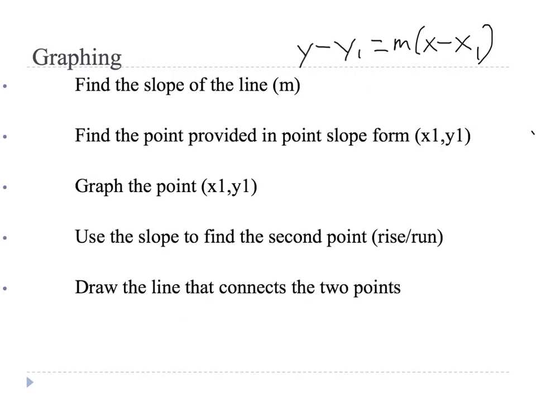Third step is to graph that point. Once we know what that point is, we want to put that point on our graph. We're graphing a point, so you go over on your x-axis, which is left and right, and then you go up on your y, and wherever you end up is your point. Then, we're going to use our slope to find our second point. From that first point you plot, you're going to use your rise over run, or what your m is, to find your second point. And once you have 2 points, you're going to draw the line that connects those 2 points. And you'll have the graph of your line.